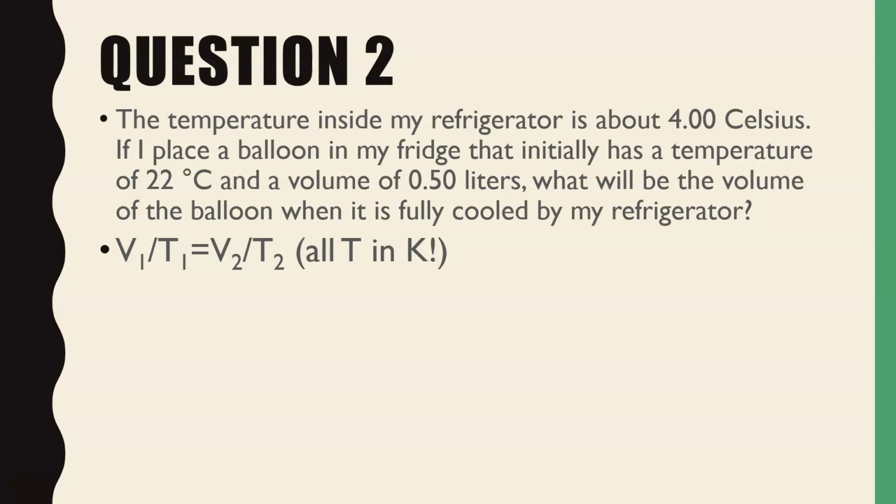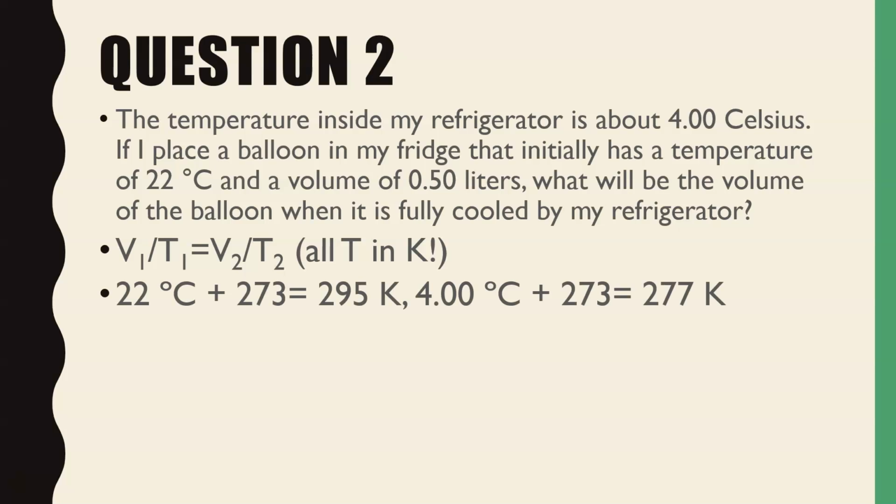Now, something that may have caused you some difficulty is remember, in all gas law problems, temperatures need to be in Kelvin every time. So before I can move forward, I needed to convert those 2 Celsius temperatures into Kelvin temperatures. So I took 22 degrees Celsius and added 273 to make it 295 Kelvin, and I took 4 degrees Celsius and added 273 to make it 277 Kelvin.